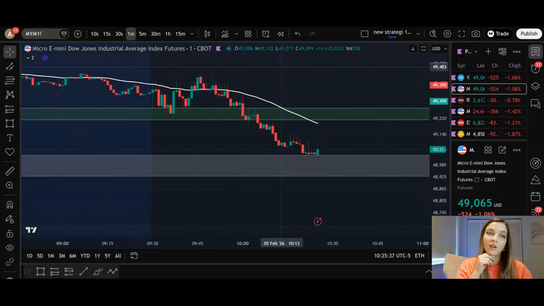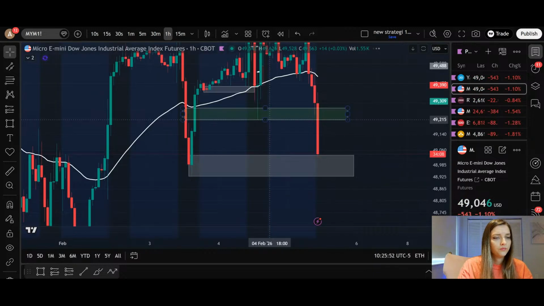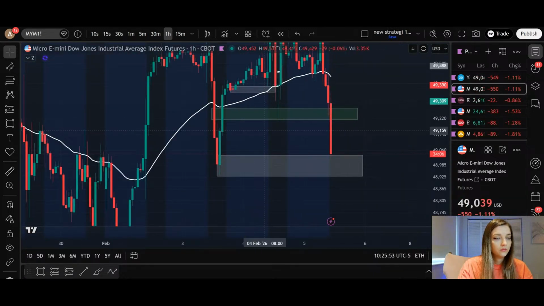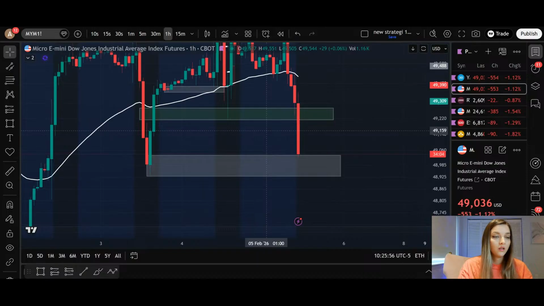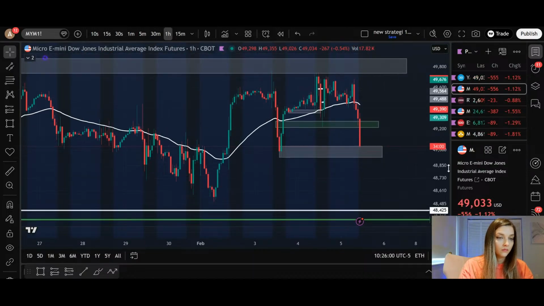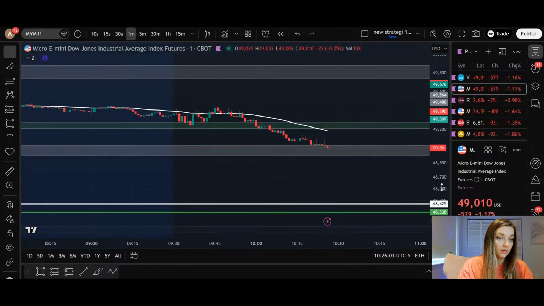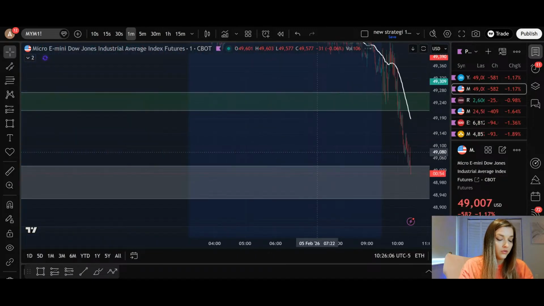I always set support and resistance on the 1 hour time frame to see whether it's a weak or a pure full candle. No, I did not get in. I want to see how the price reacts. I need the confirmation.